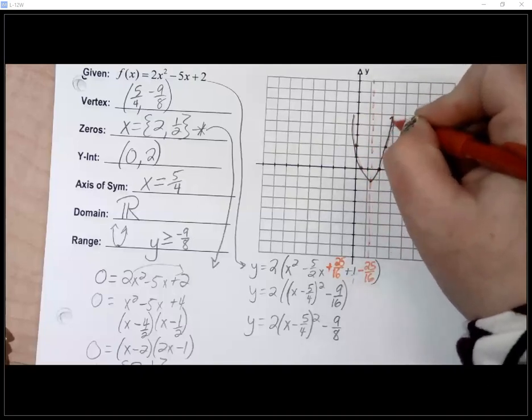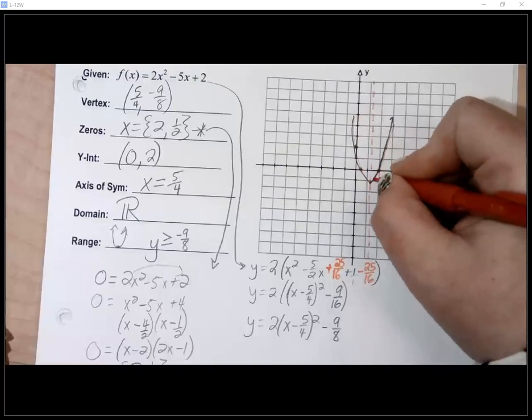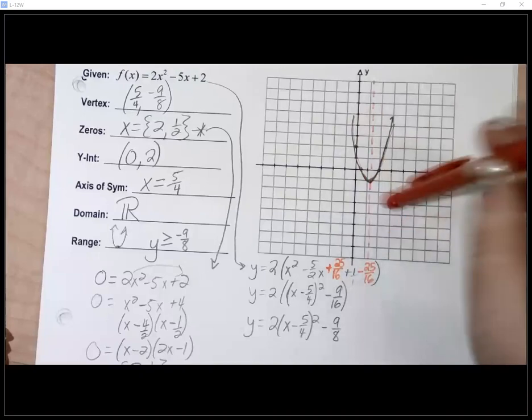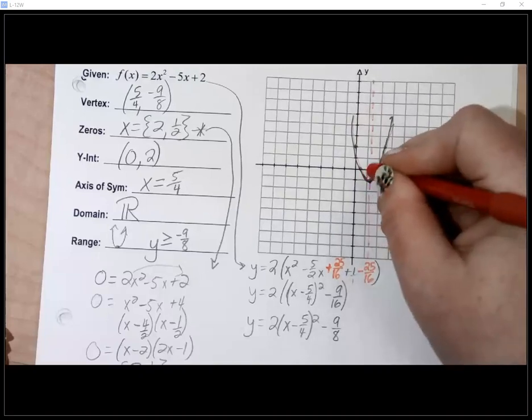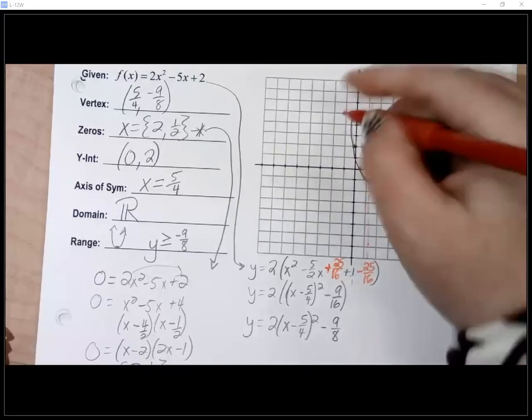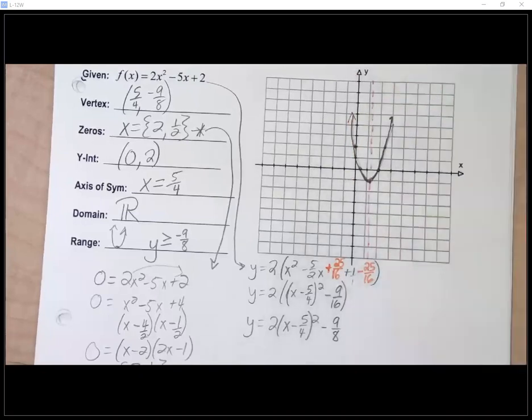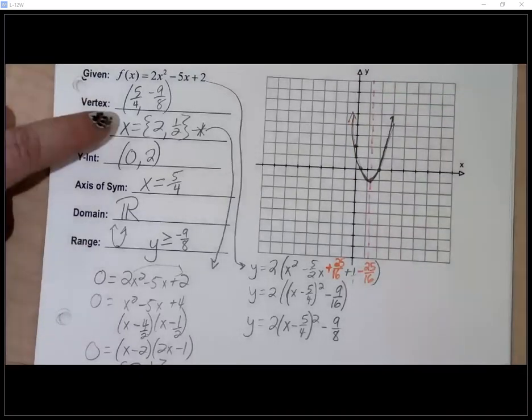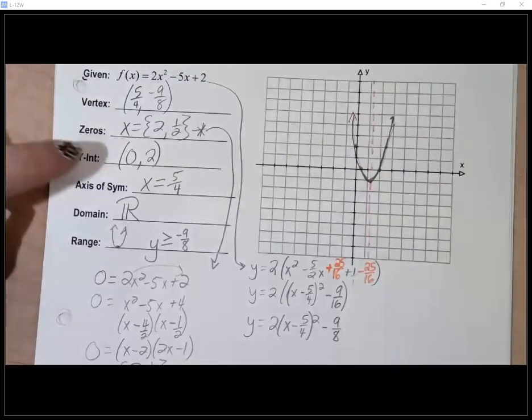Remember, parabolas are supposed to be a smooth curve, so you don't want a sharp corner there. I kind of made it a little sharper than I meant to. And there it is. It has all the pieces that I want. I double checked that everything fits. Yeah, got my zeros right, my y-intercept, axis of symmetry. Yep.